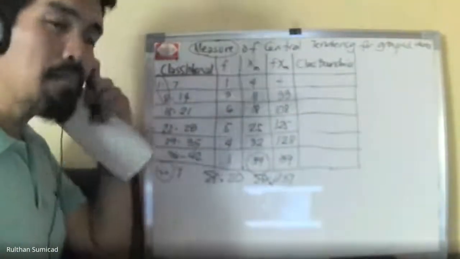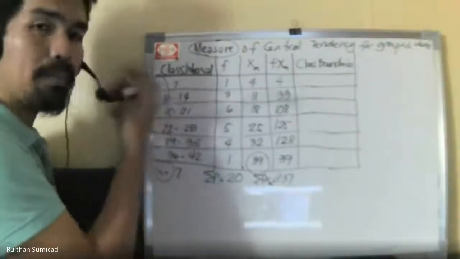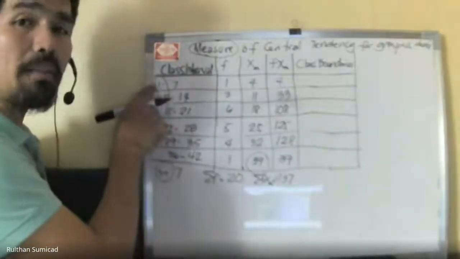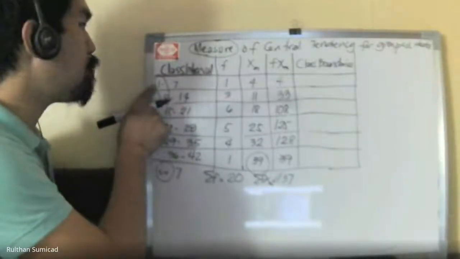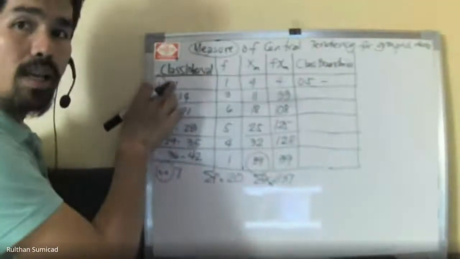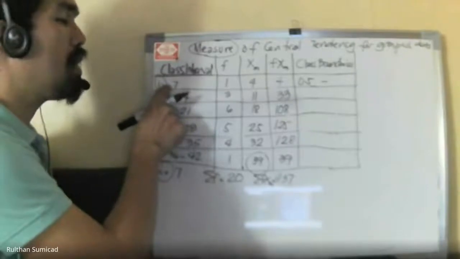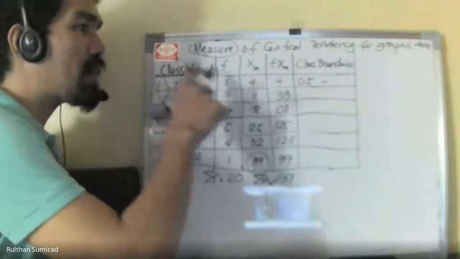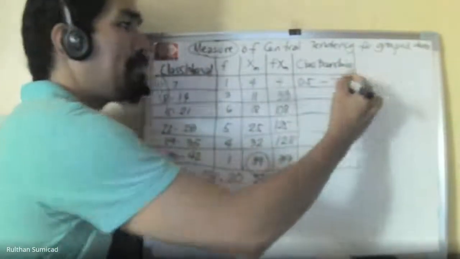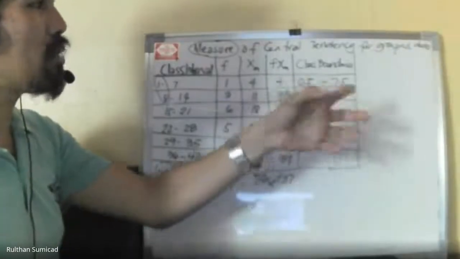And to do that, simply this is your lower limit, 1. 7 is the upper limit. For the class boundaries, the lower limit here will be subtracted by 0.5. So instead of 1, this will become 0.5. And then the upper boundary of this interval, since our upper limit is 7, what you're going to do is plus 0.5. So this is 7 plus 0.5, you will have 7.5. See? That's how we are going to complete this column. 0.5 to 7.5.